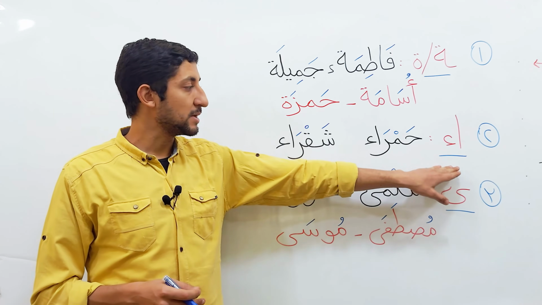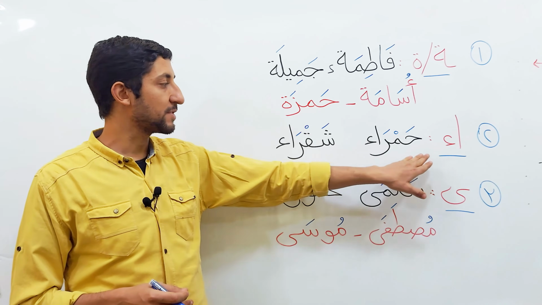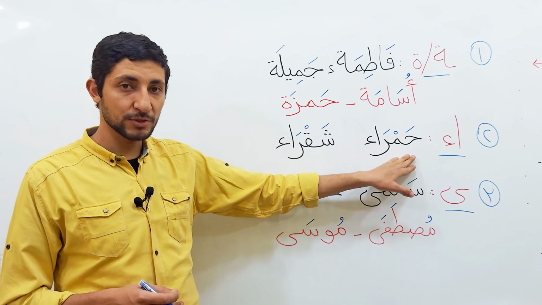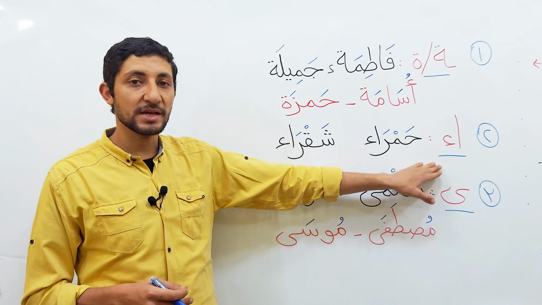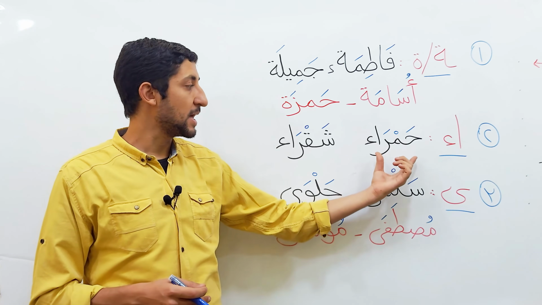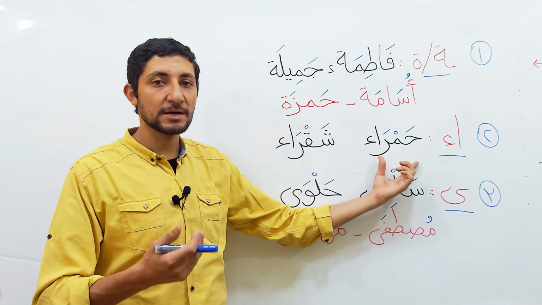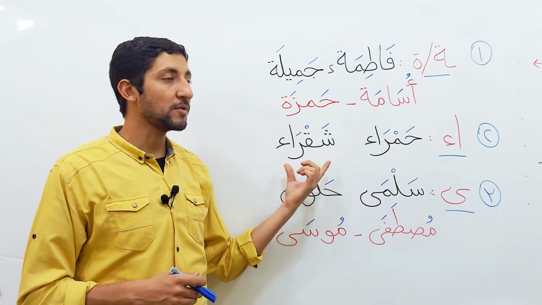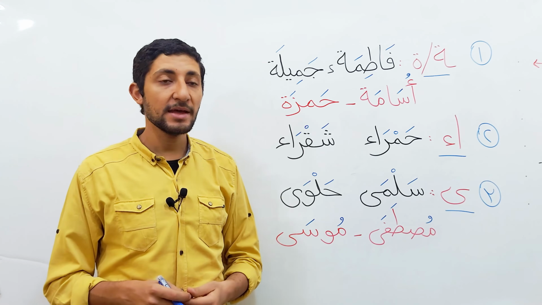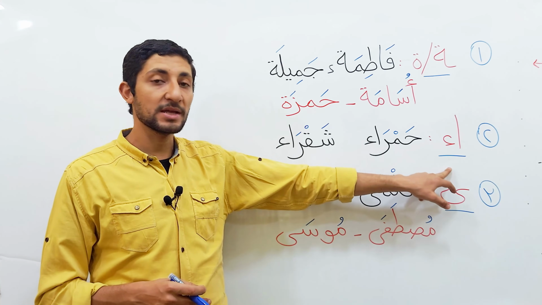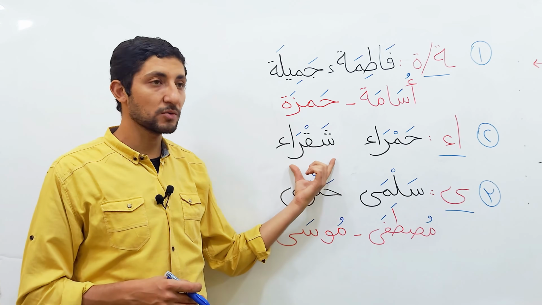For ألف التأنيث الممدودة, we have the feminine of all colors, which usually use ألف التأنيث الممدودة, such as حمراء, red, زرقاء, صفراء, سوداء, and so on. And we also have some adjectives that end with ألف التأنيث الممدودة, like شقراء, which means blonde.